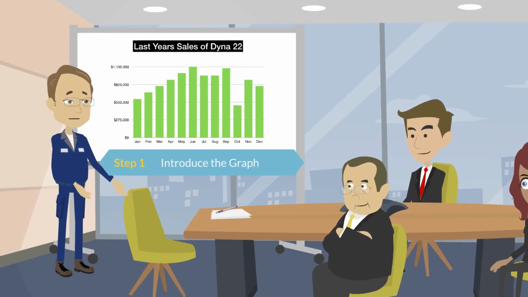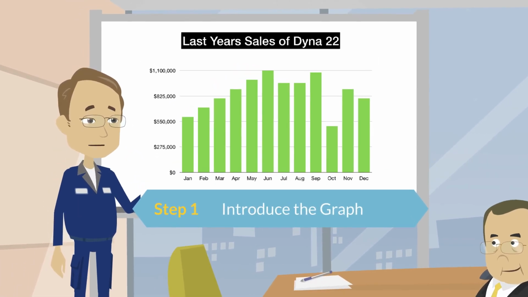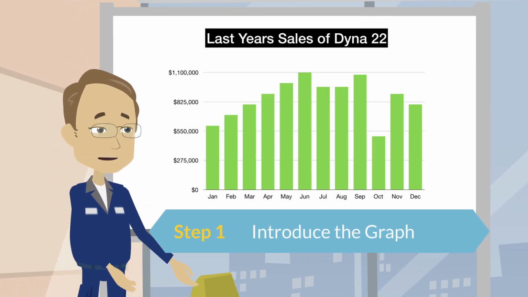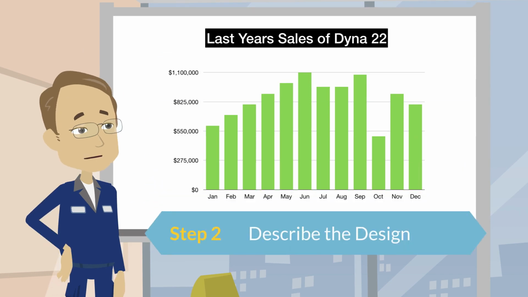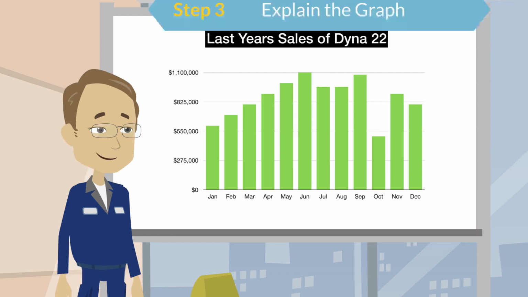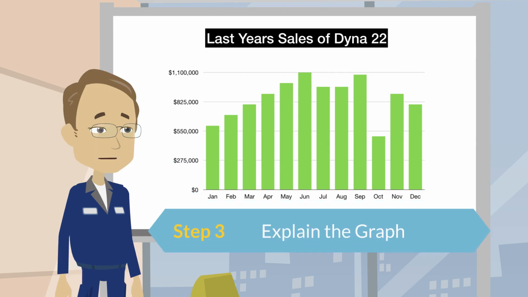Hello everyone. This bar graph shows the sales of our product, the Dyna22 last year. The x-axis shows the months of the year, and the y-axis shows the amount in dollars. As you can see, sales rose steadily in the first half of the year and reached their peak in June. Then, they dropped off in July and leveled out in August. After rising sharply in September, they suffered a dramatic fall in October. They then made a significant recovery in November. However, they ended with a short downturn.